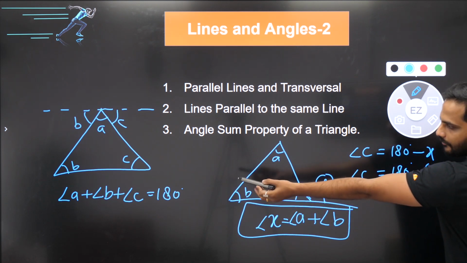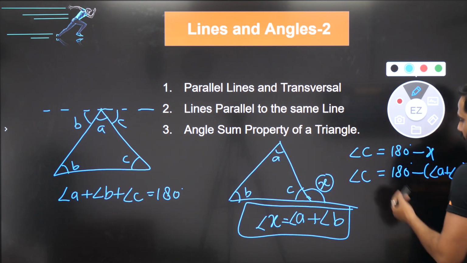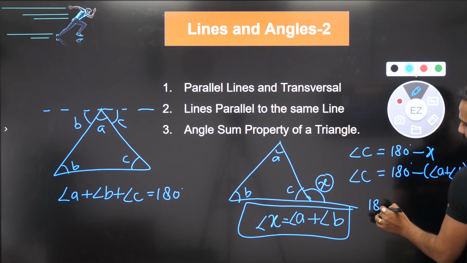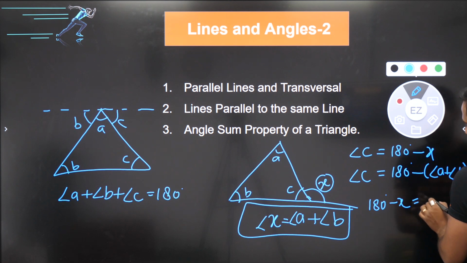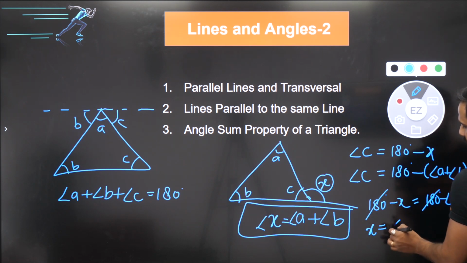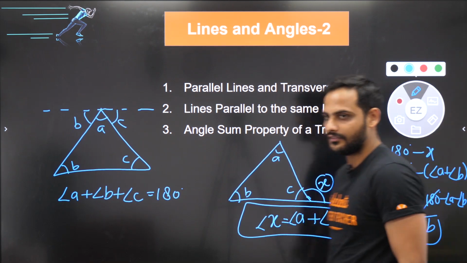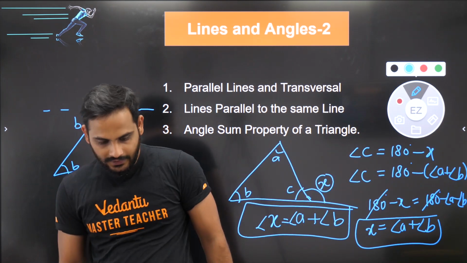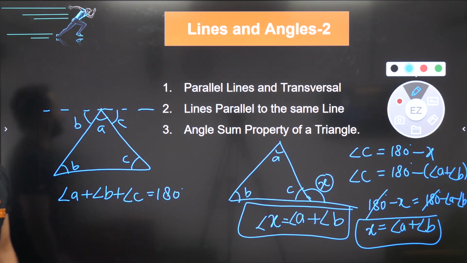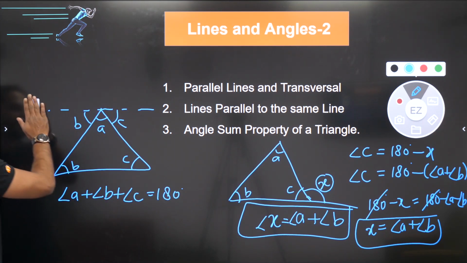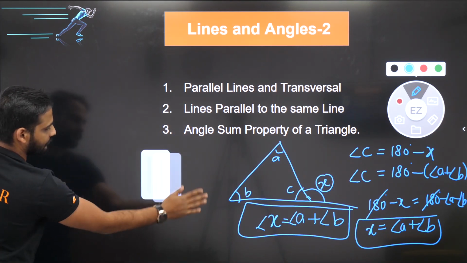From the angle sum property equation, shift angle A or angle B to that side. Now if you compare both, you get 180 minus X is equal to 180 minus A minus B. The 180s cancel, and you get X is equal to angle A plus angle B. The proofs are very easy and sometimes asked as well. Understood? So these are the proofs for the two theorems, and now let's move ahead with today's class.